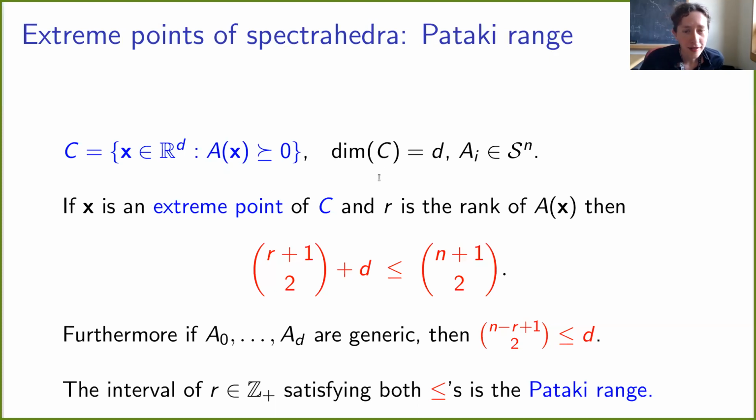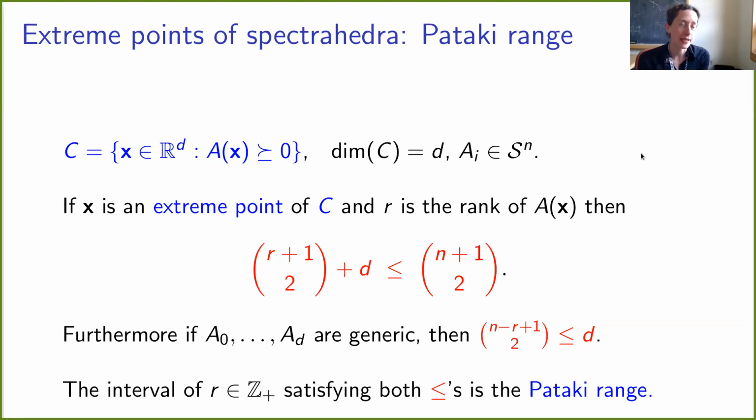And there's actually a nice characterization of extreme points of spectrahedra. Let's see if we can explain this. So you have various parameters going on. You have the dimension of your set, which is going to be D. So in almost all of the pictures I've shown, the dimension is 3. There's the size of your matrices.